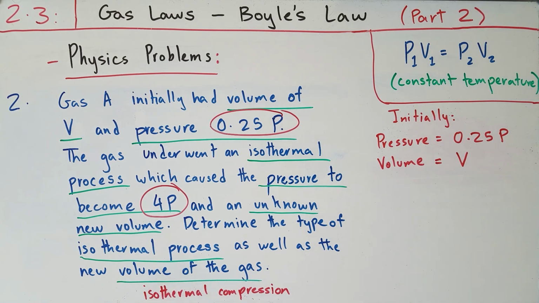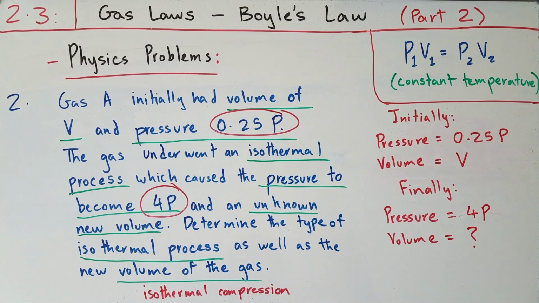So we already know what the original pressure of the gas is and the original volume of the gas. We know that after this isothermal compression occurs, the new pressure of the gas becomes 4 P, and we don't know what the volume is. Our first step would be to use Boyle's law, which says that P1 times V1 will equal P2 times V2, which is only in the condition of constant temperature, which it is because this is an isothermal compression. We can say that P1 will be equal to 0.25 P and V1 will be equal to V. P2 will be equal to 4P and V2 will be equal to our unknown value, which we will solve for.